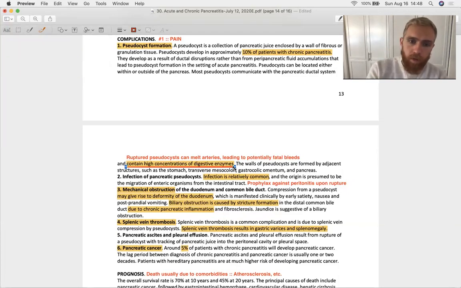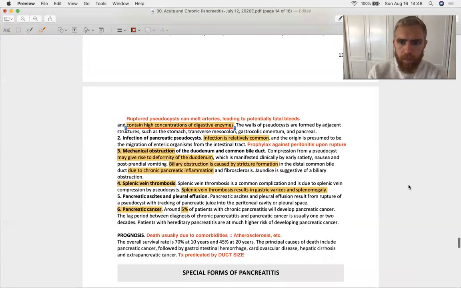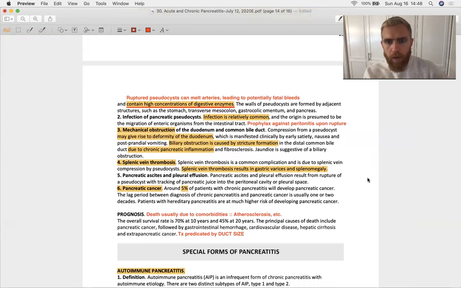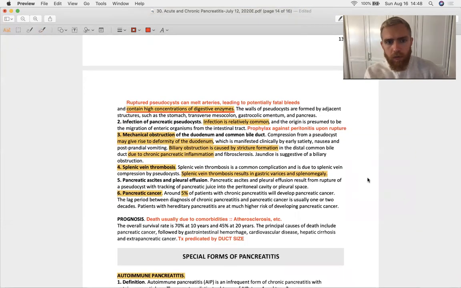And if those enzymes get on an artery, again, the splenic artery most commonly, it can lead to a bad bleed. Infection is something you always think about. When you see a pseudocyst, you're probably going to start prophylaxis, including metronidazole and maybe ceftriaxone.